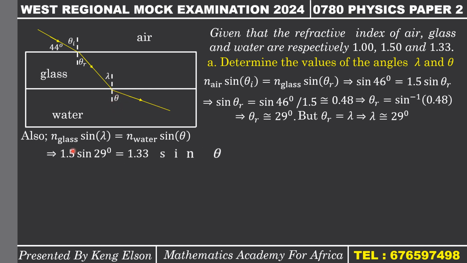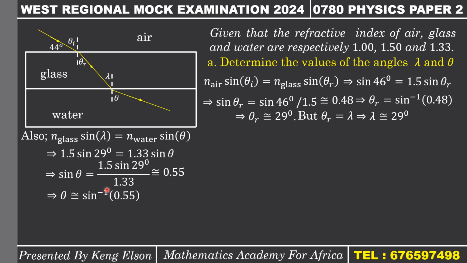Alright, so from here you realize that 1.5 times the sine of 29 degrees is equal to 1.33 times the sine of theta. So I'll divide both sides by 1.33, and then when you simplify, you're going to have an approximate value of 0.55. So if the sine of theta is approximately 0.55, then theta is approximately sine inverse of 0.55, which will approximate to 1 decimal place as 33 degrees. So it therefore means that lambda is 29 degrees and theta is 33 degrees.